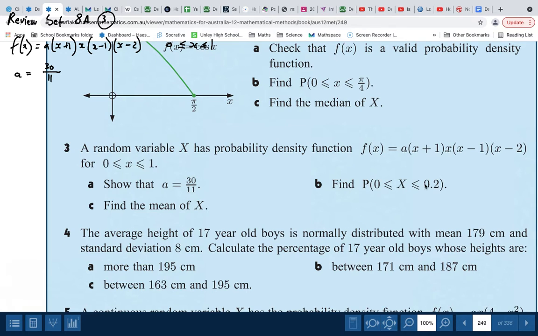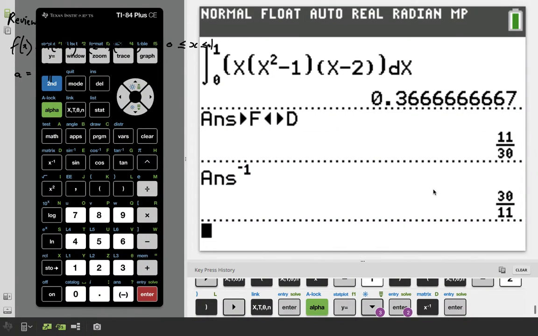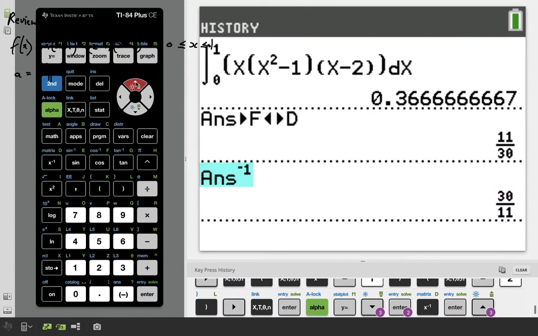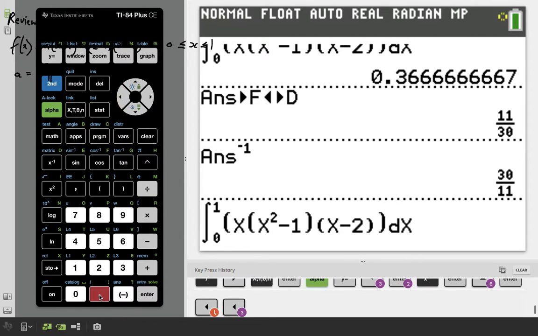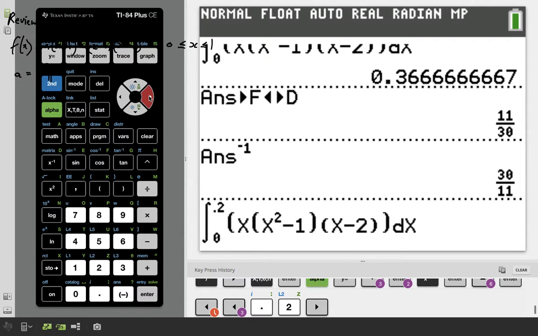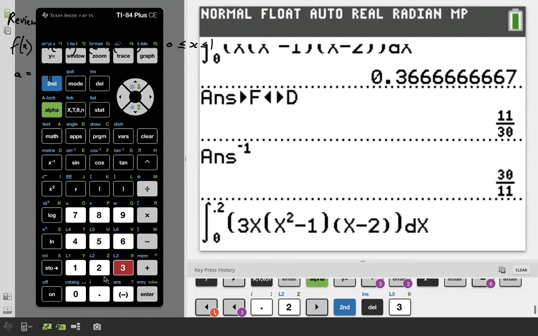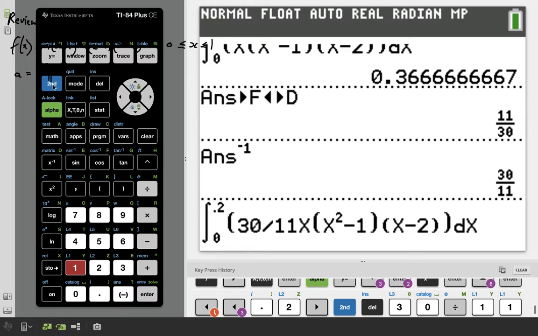Find the probability 0 to 0.2. Well, that's simply a matter of doing the integral in your calculator. Now, what you can do, you've already typed it up here. So if you copy it, go back, this time they only want this from 0 to 0.2, not the whole domain. And we'll have to insert in our a value or multiply it later, but I'll insert it. So second insert, and then you can put in your 30 divide 11 for a. And now you're ready to go.